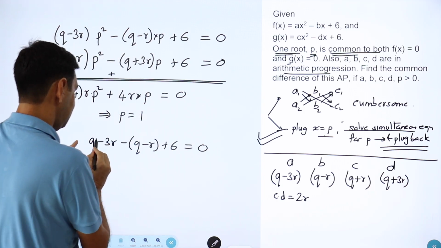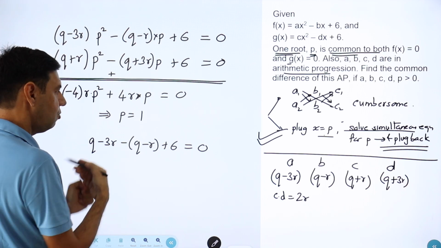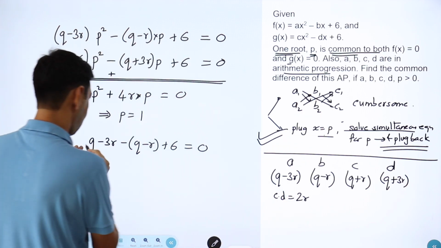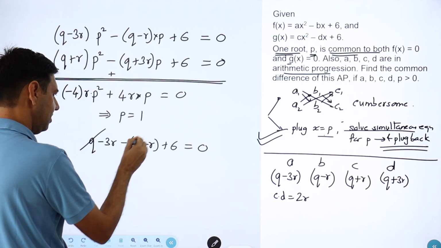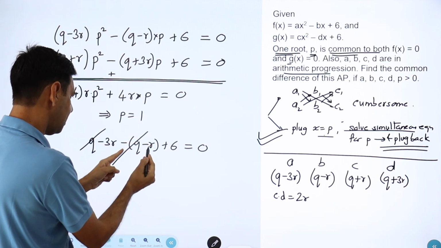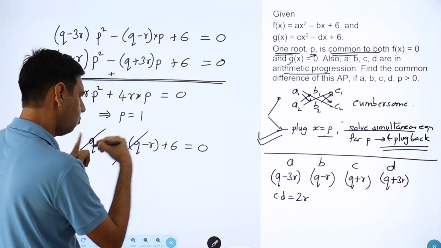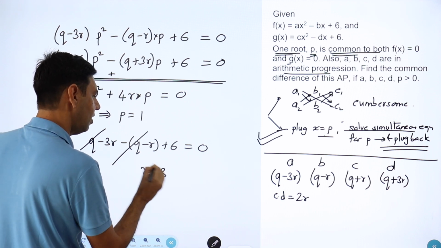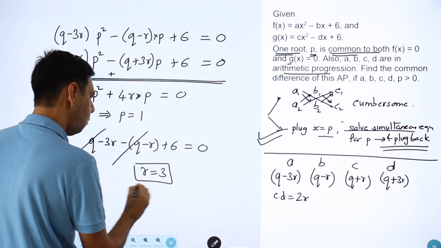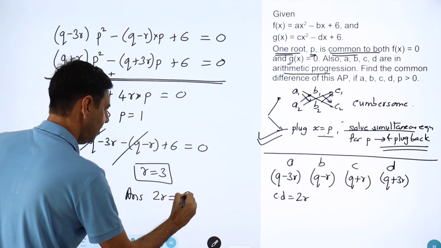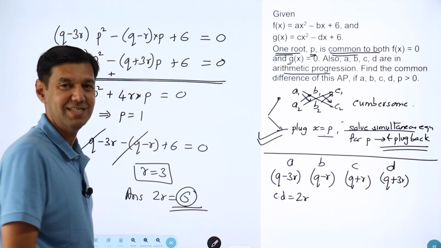If I see this, I see the q and q cancels out and I'm only left with r, and that is what I want. How about the r? This will become plus r. So this is minus 2r goes to the other side, 2r. So I directly get r is equal to 3. Solve it on your own. The answer is 2r and not r. So 6 is my answer.